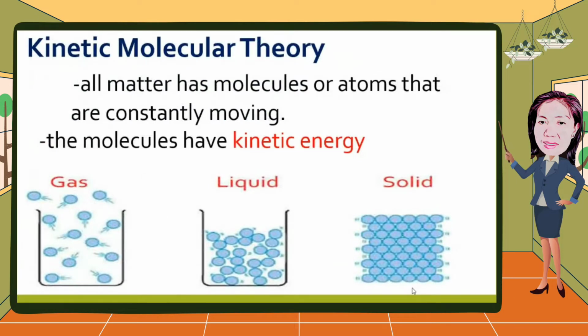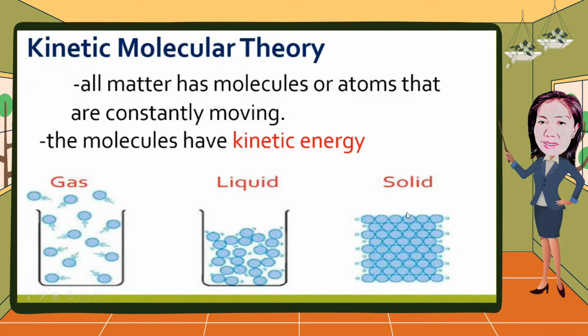so balikan natin ang kinetic molecular theory since we are asked to describe the molecular level. The kinetic molecular theory says that all matter has molecules or atoms that are constantly moving, and the cause of this movement is kinetic energy. So let us see, this is a gas. These are the molecules or atoms of gas, then liquid, and then solid.